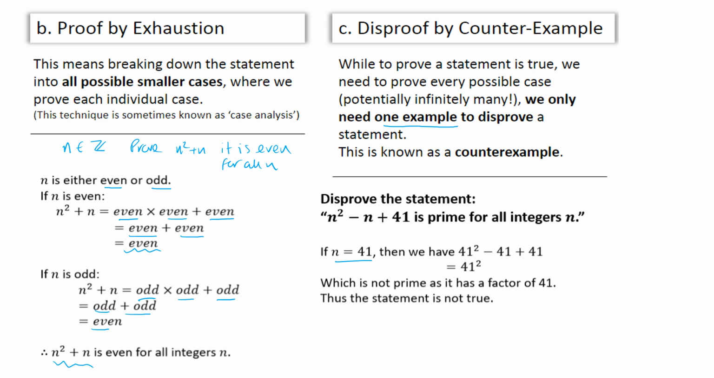Then you would have 41 squared minus 41 plus 41. The 41s would cancel, and 41 squared is obviously a bigger number, and 41 itself will divide in. So 41 squared will have itself and 1 as a factor, but it will also have 41 as a factor, so therefore it won't be prime, and thus the statement is not true.